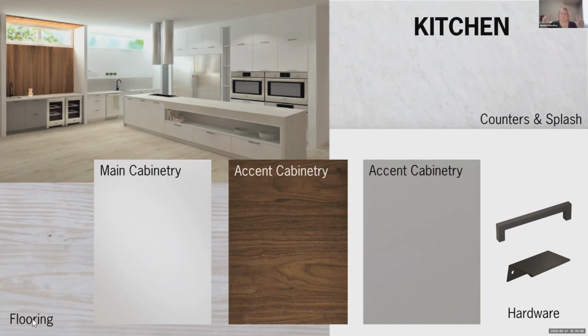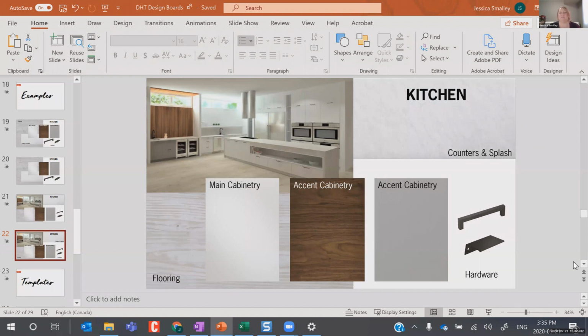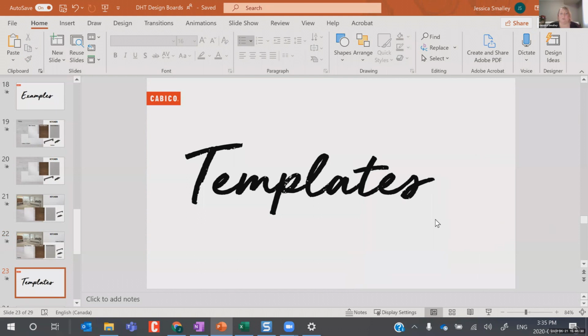You could change the flooring to be the specific type and finish of flooring. You could change the main cabinetry to be pure white, and this accent to be bronze on walnut, and this one to be dune. You could switch out the hardware to be the actual Amarok hardware model that I had put here, and then same with the countertops and the backsplash. So again, it kind of comes down to what items you would like to include in your design boards. So we have a few templates here for you.